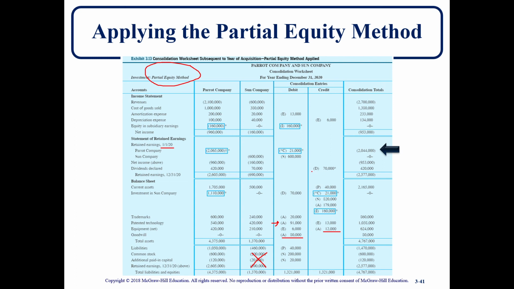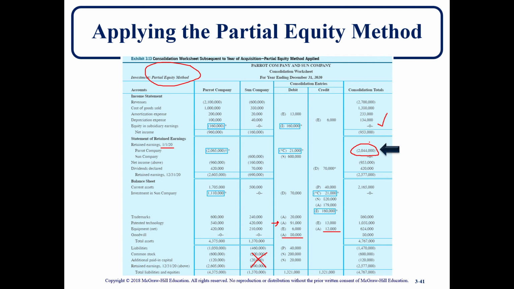So let's not forget the dividends. We have our dividends here that we have eliminated, and then that payable and receivable is also eliminated. So at the end of the day, we end up with a zero balance under consolidation totals for equity in subsidiary earnings. We end up with the same amount for beginning retained earnings, regardless of what method we used.